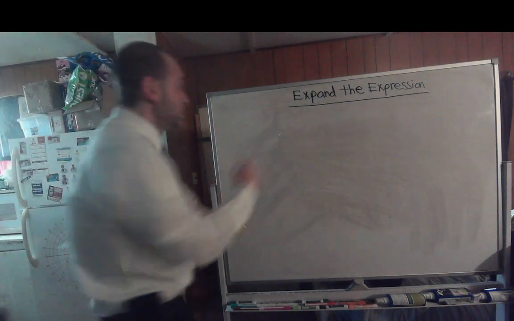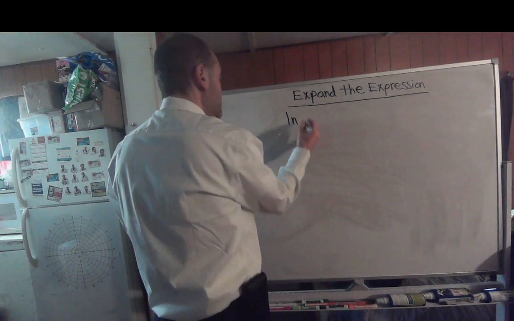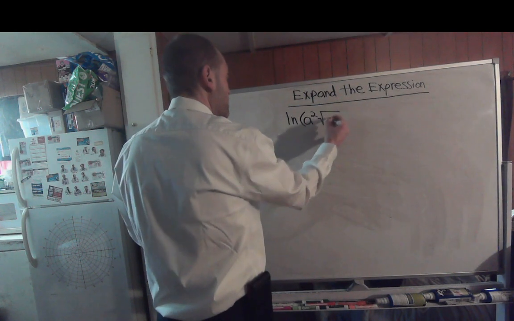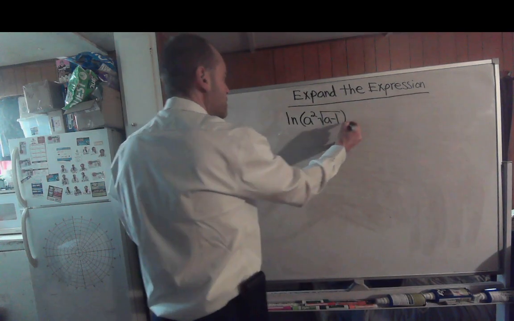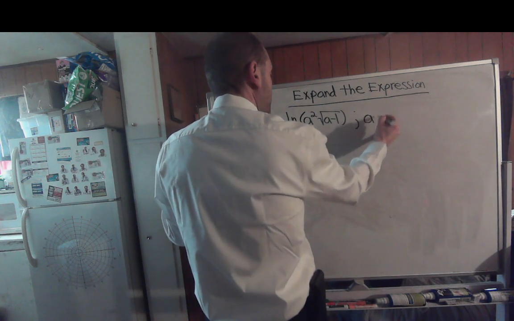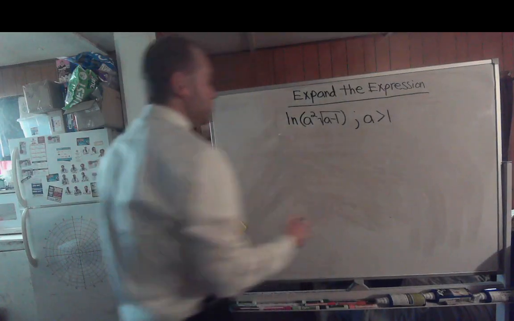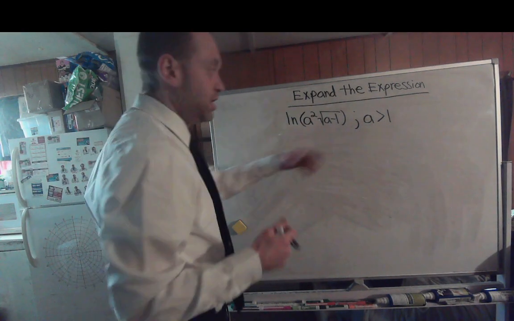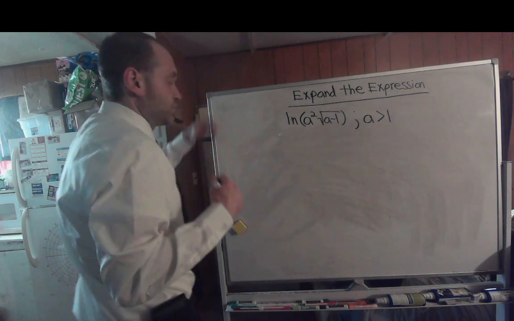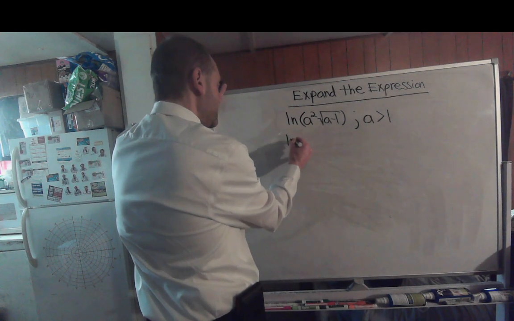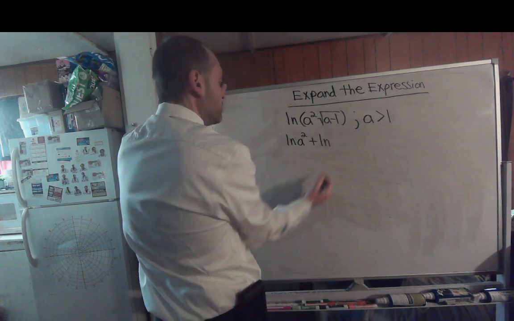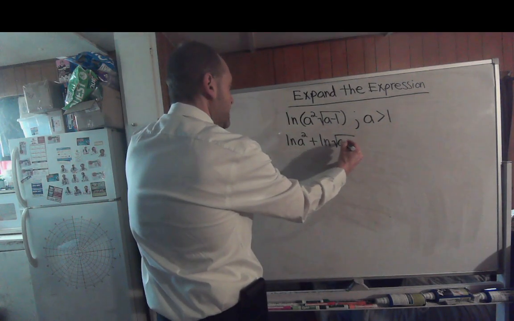All right, another one here. We have the natural log of the quantity of a squared times the square root of a minus 1, where they give us that a is greater than 1 as part of the domain of logarithms. So in here we have a product rule. This could be the same as the natural log of a squared plus the natural log of the square root of a minus 1.